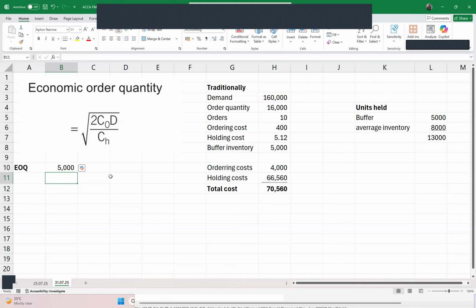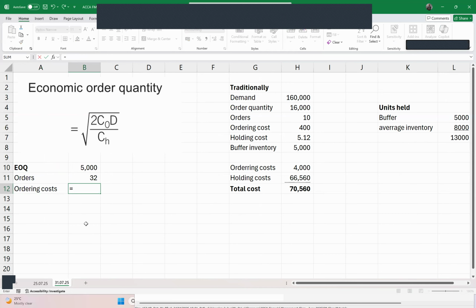After that, you have the holding cost. Or actually, let's first start with how many orders there are going to be. Because if the EOQ is 5,000, that means you are going to have 160,000 divided by 5,000 orders. So those are 32 orders. So we can have the ordering cost, which is basically the cost of ordering, 400 times 32, which gives us 12,800.